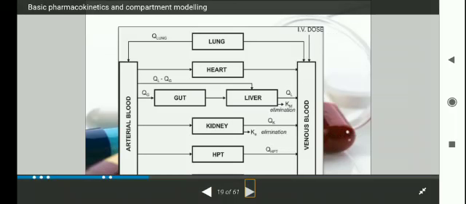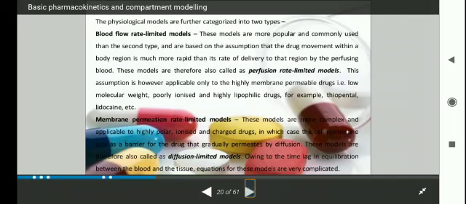So we were here in this gut to liver and kidneys to highly perfused tissues. HPT is highly perfused tissues like liver and other things. So here the physiological models are again categorized into 2 types: perfusion rate limited and diffusion limited.